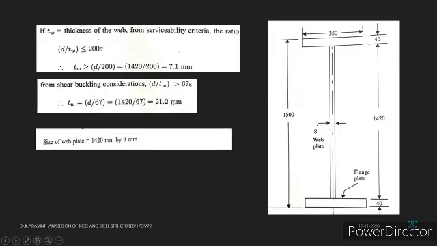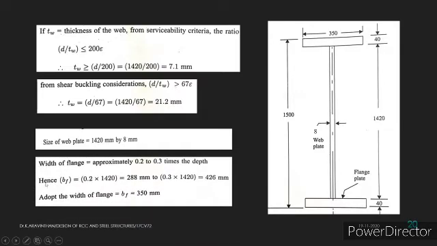Hence we can assume above 7.1 and below 21.2. So in between that, we are assuming 8 mm now for this design. Earlier we had assumed 20 mm. Right now we are using a lesser web plate. The point here is we can assume as per the guideline of Indian Standard. So why not 6 mm? It will not satisfy the serviceability consideration. You can assume between 7.1 and 21.2.